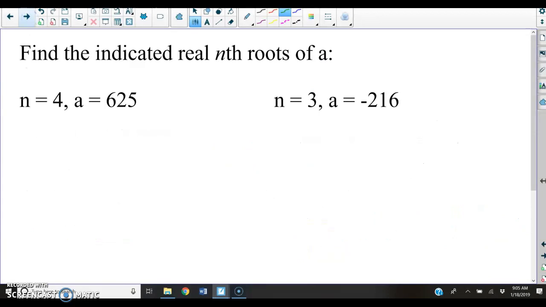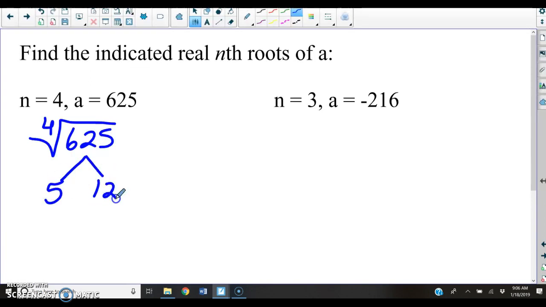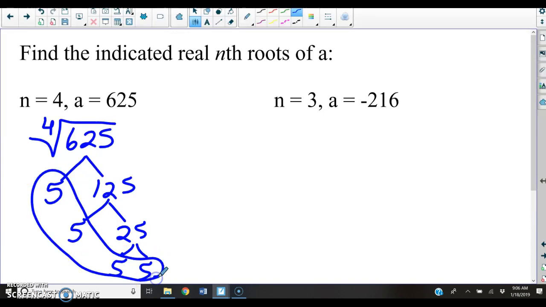So we're going to find the indicated nth root. In other words, we want the fourth root of 625. Again, we're going to break it down. 5 goes into it 125 times. And we just did that. That was 5 times 25, which is 5 times 5. So we've got 4 5s. This is going to equal 5. I guess it should go here.